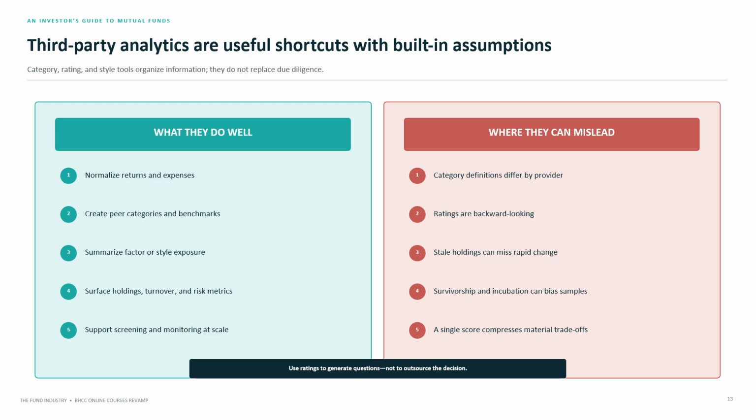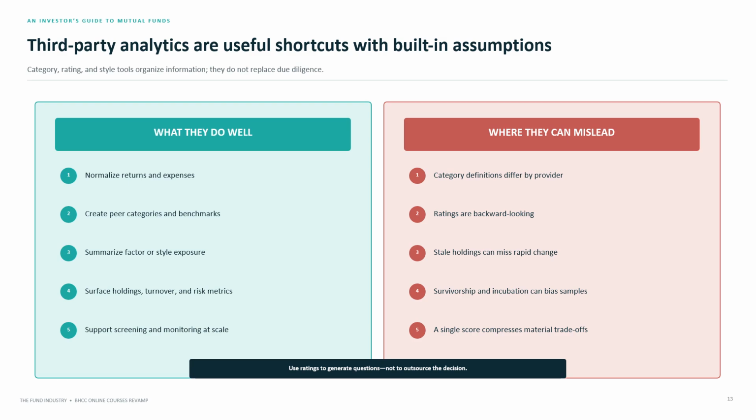Third-party analytics are valuable because they normalize data, organize peer groups, summarize style exposure, surface holdings, and support screening at scale. The problem begins when the shortcut becomes the conclusion. Category definitions differ across providers. Ratings are backward-looking. Holdings can be stale. Survivorship and incubation can bias a sample. And a single score compresses costs, risk, people, process, and portfolio change into one convenient symbol.